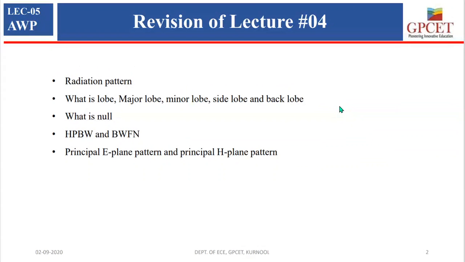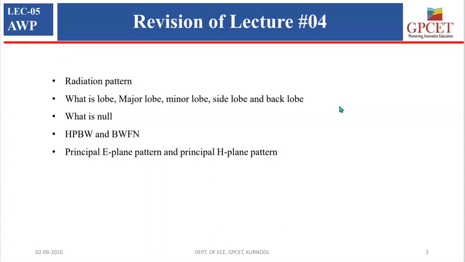In a power pattern, the parameter is the power. The power changes with respect to the space coordinates. Space coordinates means theta comma phi, the elevation and azimuth angles. In a field pattern, the electric or magnetic field changes with respect to the space coordinates, that is theta comma phi.